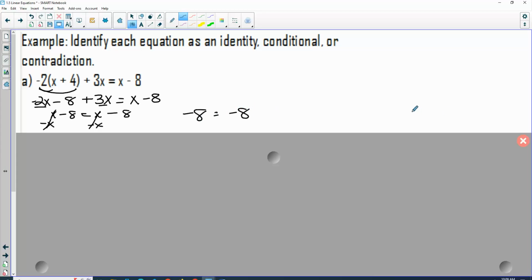When is -8 equal to -8? Every time. So first of all, what is the actual solution here? There's infinite solutions. You are free, if you just want to say all real numbers here, that's fine. Infinite solutions is fine. No matter what number you plug in for x, this equation is true. So how would we classify it? Identity.